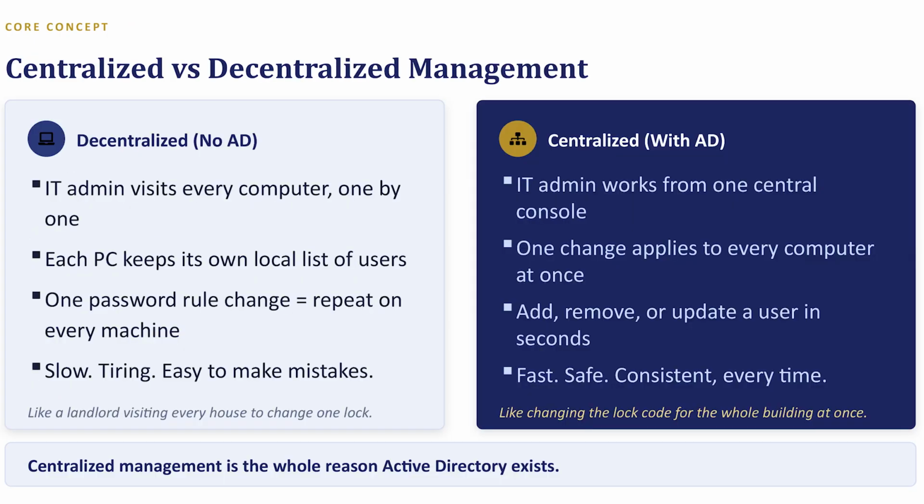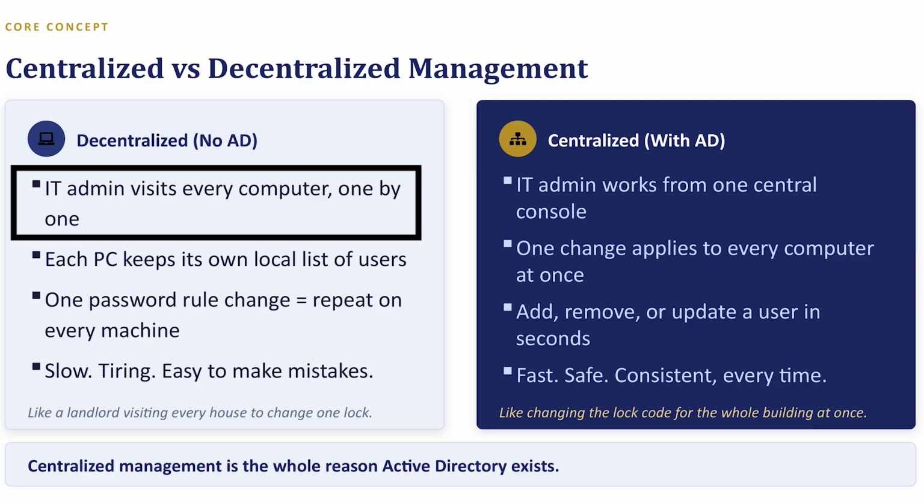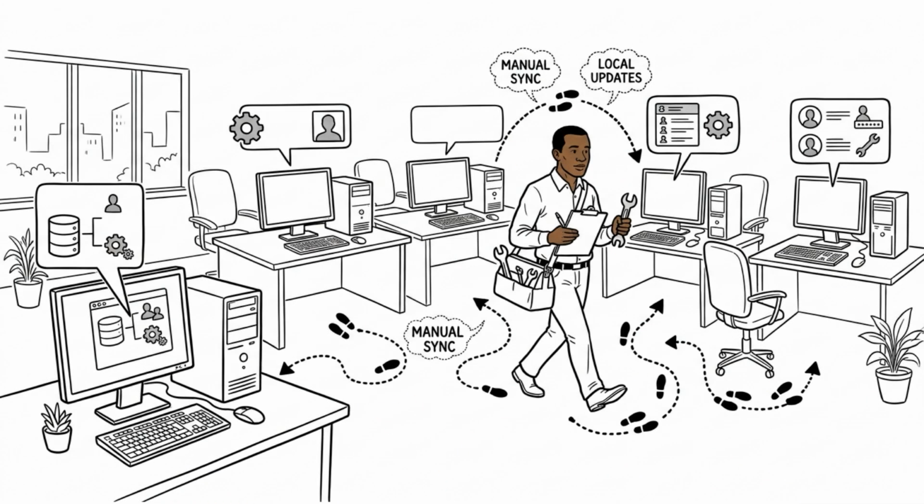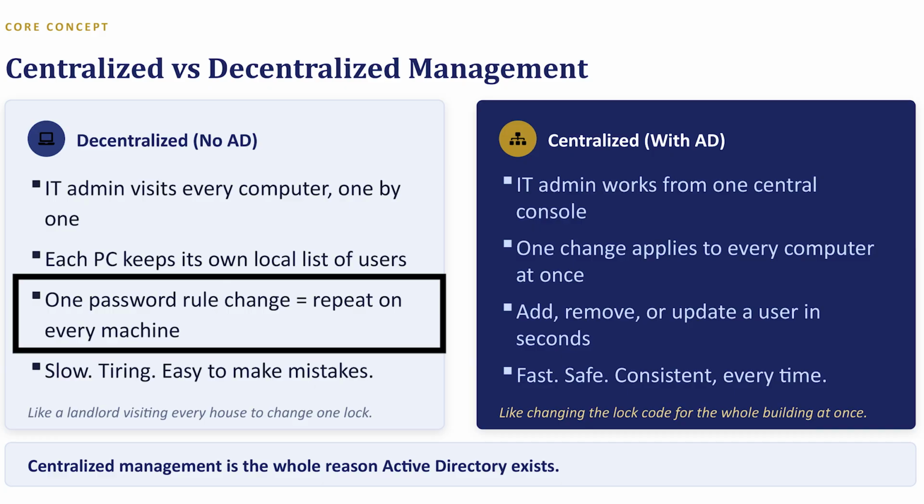Now family, slide 4 is very important. The title is Centralized versus Decentralized Management. And the slide gives us two sides. On the left, decentralized, no AD, which is no Active Directory. On the right is centralized, which is with AD, also known as Active Directory. Let's start with the decentralized side. The slide says the IT administrator may have to visit every computer individually. Each PC keeps its own local list of users. And if you want to change one password rule, you may have to repeat that work on every single machine in the organization.